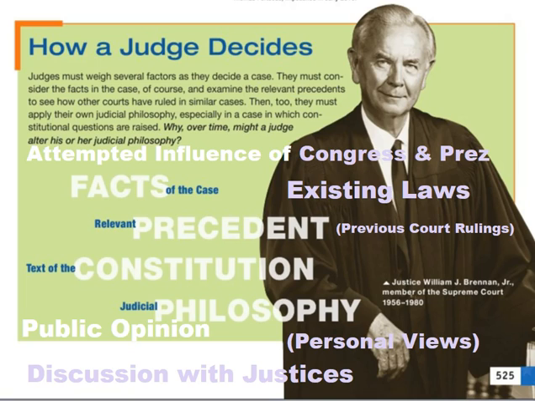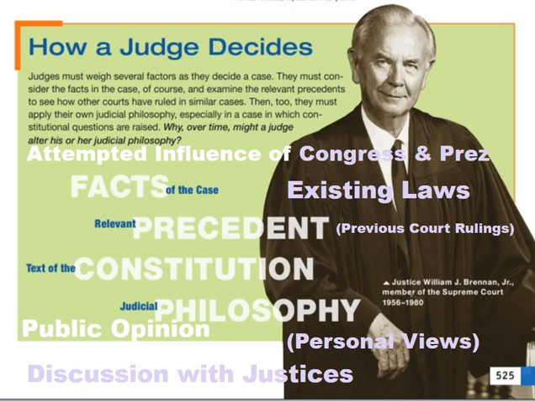The only reason why a justice is supposed to make a decision is based on the law, based on the Constitution of the United States. But we know that over time, justices are influenced by a number of things. We know that Congress and the President attempt to influence Supreme Court justices. Sometimes they're able to, sometimes they're not. Supreme Court justices, for better or worse, look at existing laws. Of course, they look at the facts of the case. They look at the precedent. They look at all the previous court cases. They see how previous cases were ruled on as compared to the current case, and they apply that.